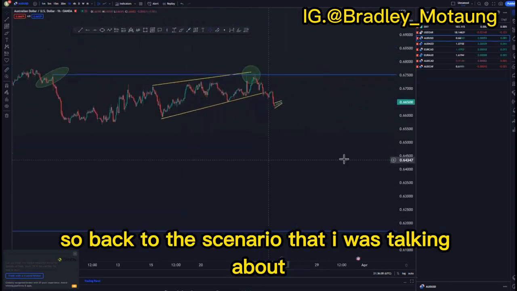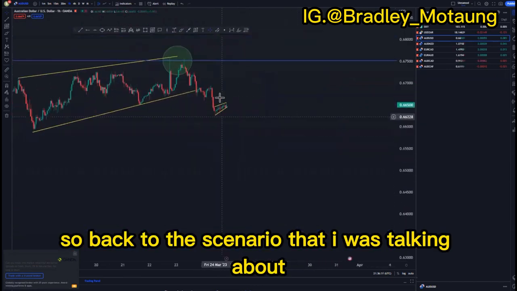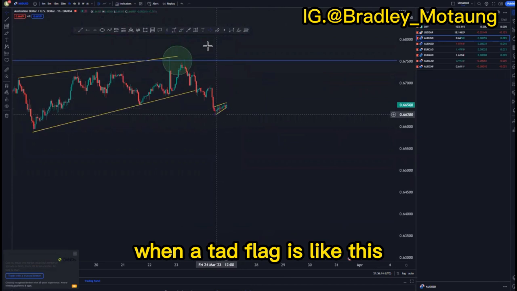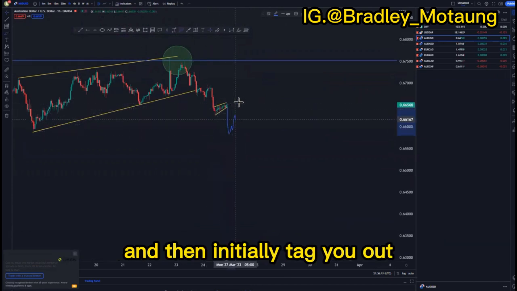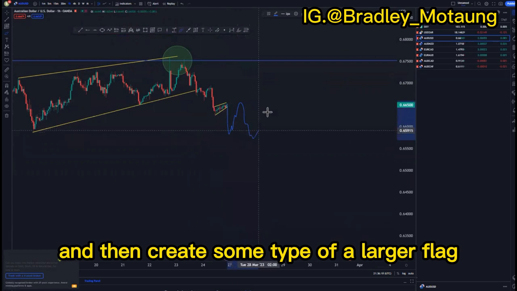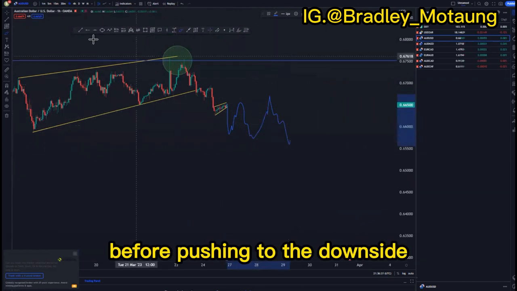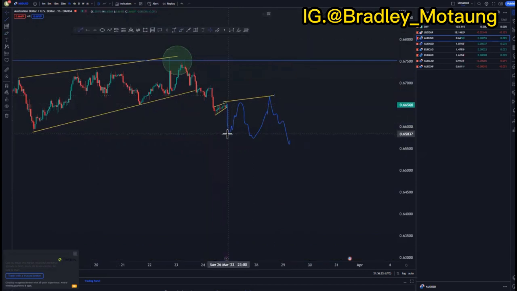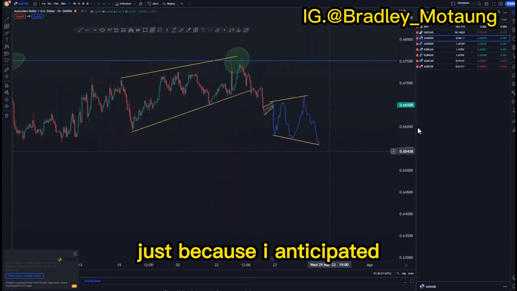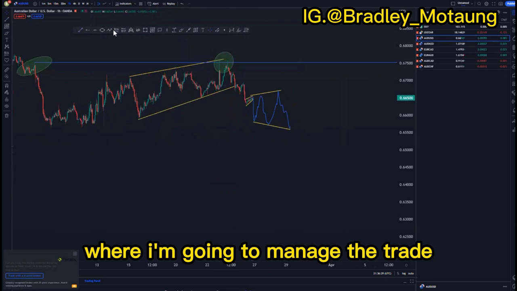So back to the scenario that I was talking about, guys. When a tight flag is like this, it usually means that it will just tag you in and then initially tag you out and then create some type of a larger flag before pushing to the downside. So be careful when you take this trade. I'm also careful just because I anticipated where I'm going to manage the trade.